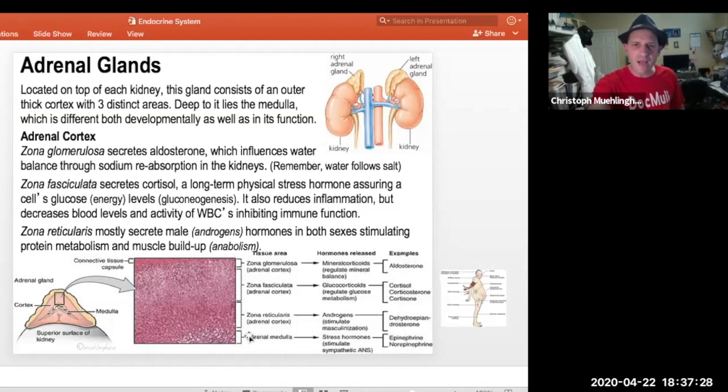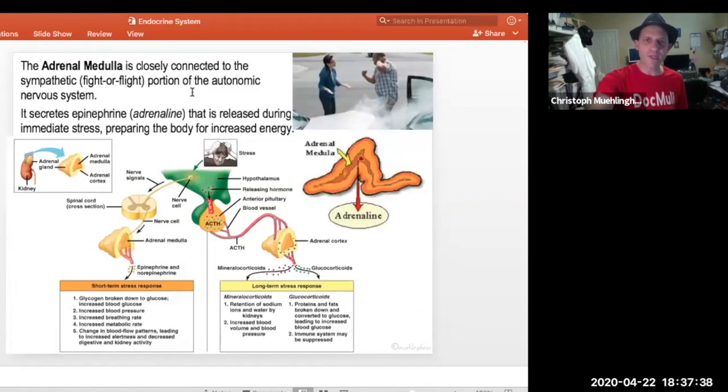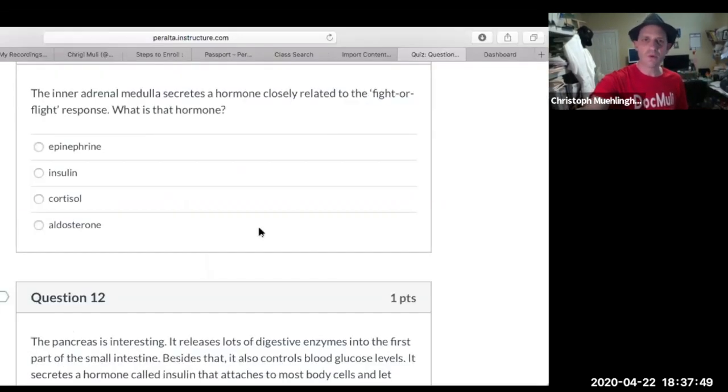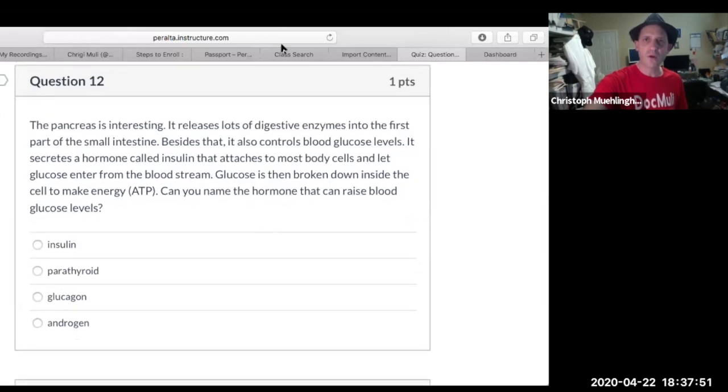But the inside, the medulla, is where we get the stress hormone, epinephrine, the reaction hormone, the adrenaline basically. That's a short-term stress response. And that's right here. This is the medulla, and that's where the adrenaline comes out. Let me see what the next question is to make sure I'm not going too far. No, I'm not there yet. Pancreas is next. Okay.